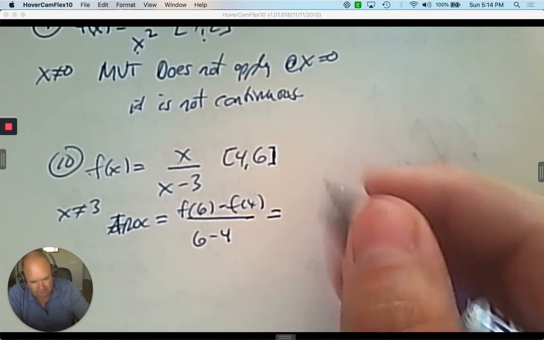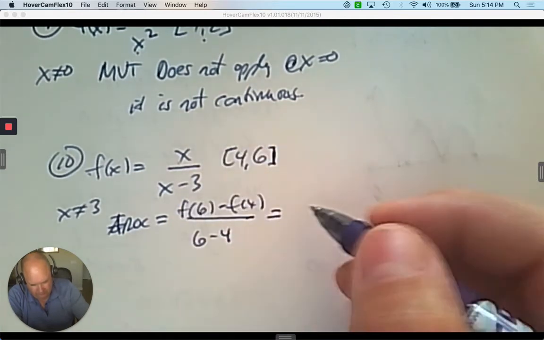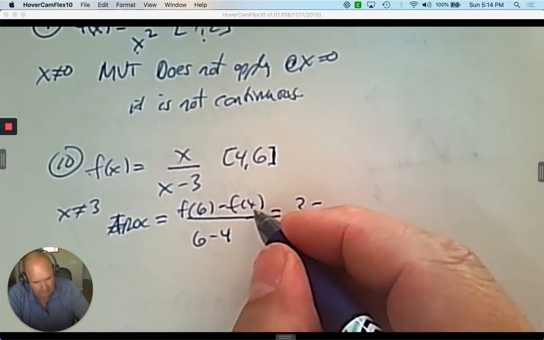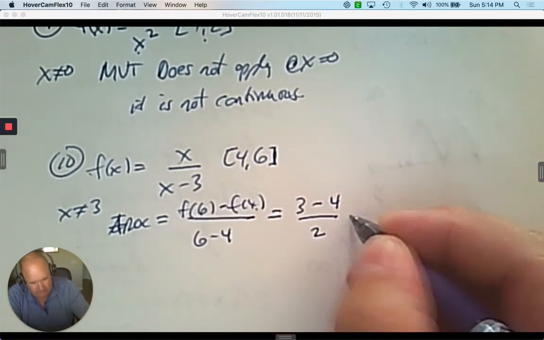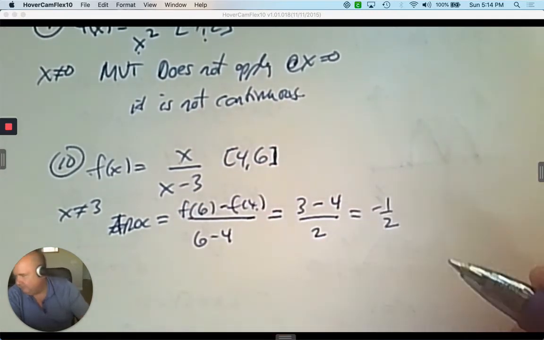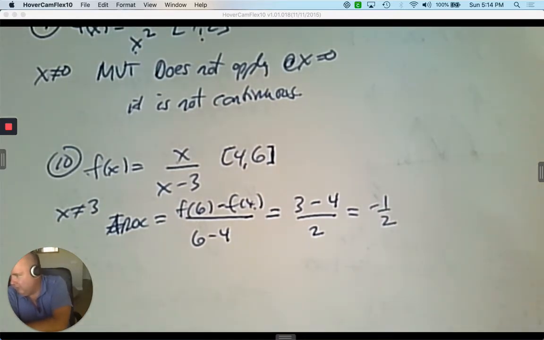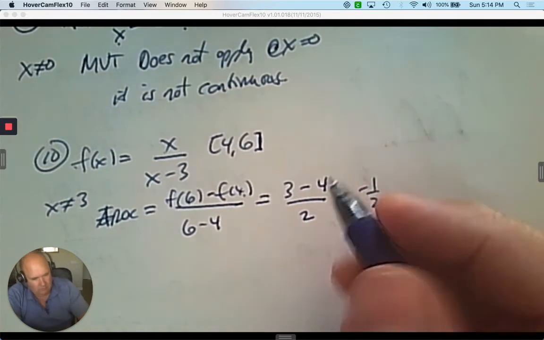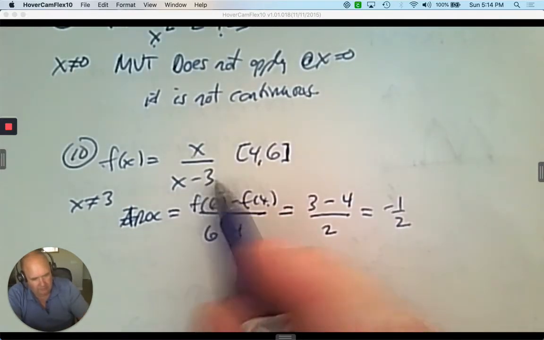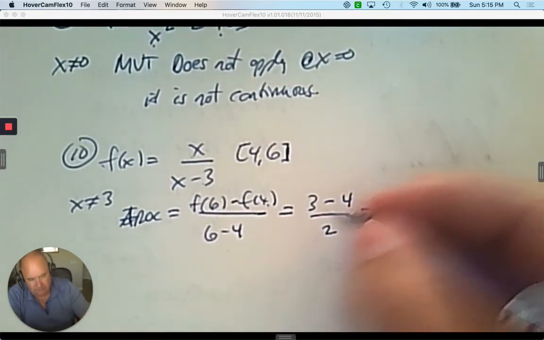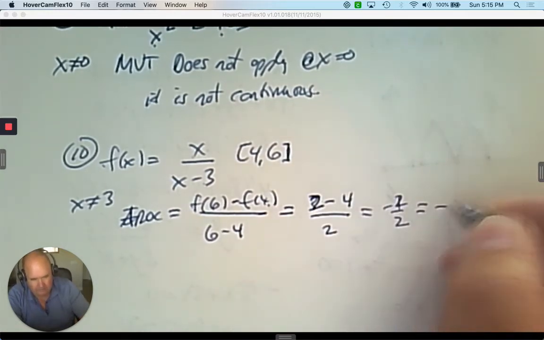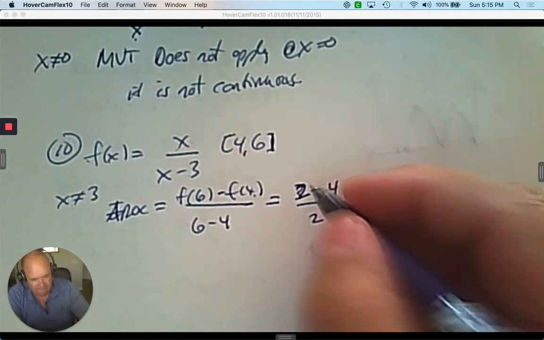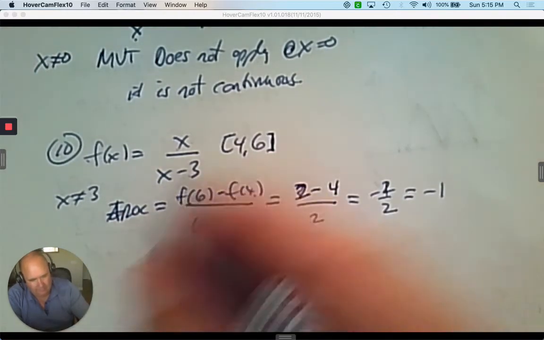Plug in 6, and you get 6 divided by 3, which is 3. Plug in 4, and you get 4 divided by 1, which is 4. And so I get negative a half. Let me make sure I'm on the right track. Try that again. So 6 take away 3 is 3. So 6 divided by 3 is 2. So this actually is negative 2 divided by 2, which is negative 1. Now we're on track.